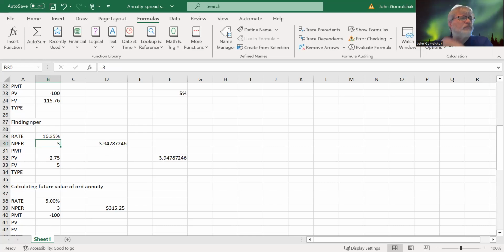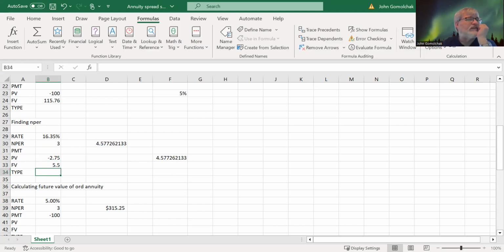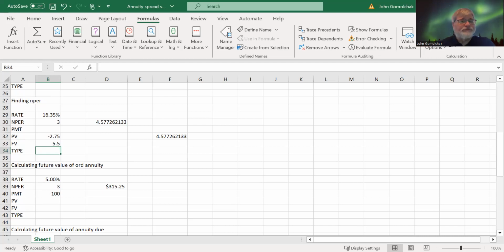3.94. No, they're saying 7.2. Oh yeah, 4.58. What did I do wrong? Oh, it's not 5, it's 5.5. 4.577. Okay, so yeah, we're right. The simpler math got me. 2.75 times 2 is not 5. 5.5, John. Okay, so let's keep moving.